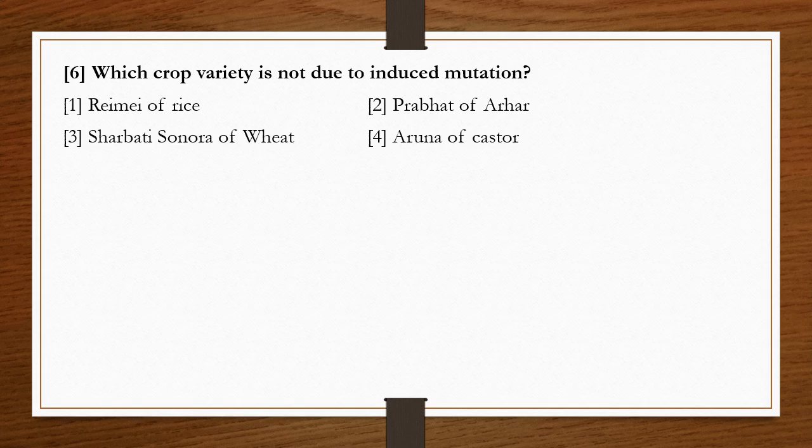Question number 6. Which crop variety is not due to induced mutation? Not due to induced mutation. Options: 1, Remy of rice; 2, Prabhat of arhar; 3, Sharbati Sonora of wheat; 4, Aruna of castor. Let's see.